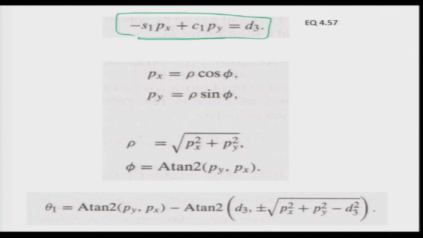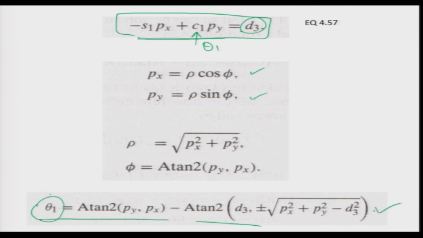Now, you see that this is one equation, and this is a constant, and it has one variable. Only theta 1 is the variable. So, because theta 1 is the only variable, we are able to solve it by making the substitution Px equal to rho times cos phi, and Py equal to rho times sin phi. Making the substitution, we can find theta 1 to be atan2 of Px, Py minus this formula. So, here we have found theta 1.